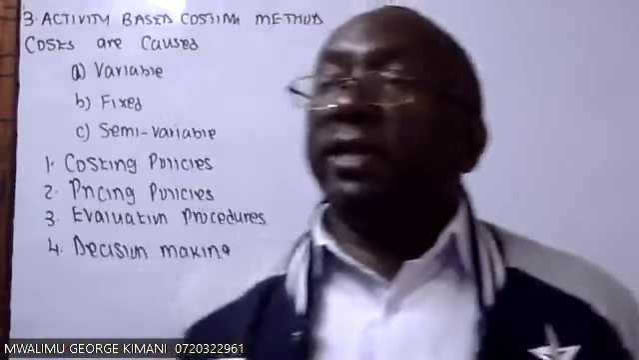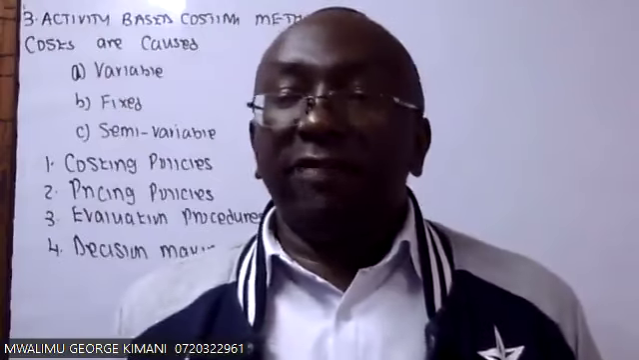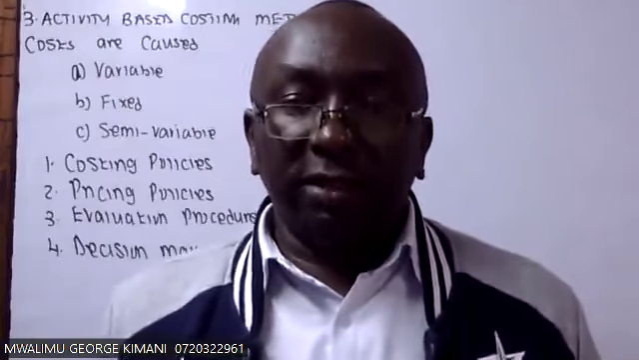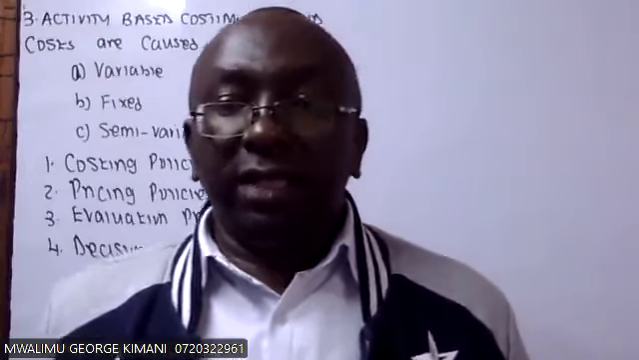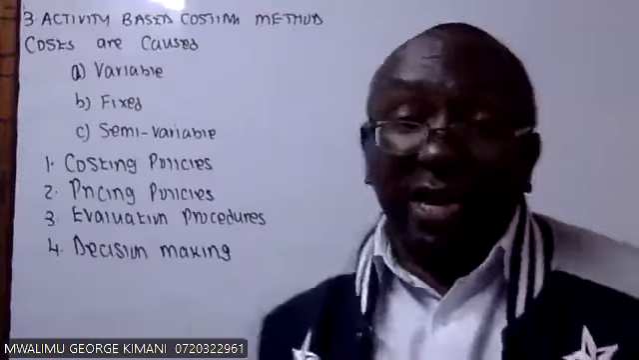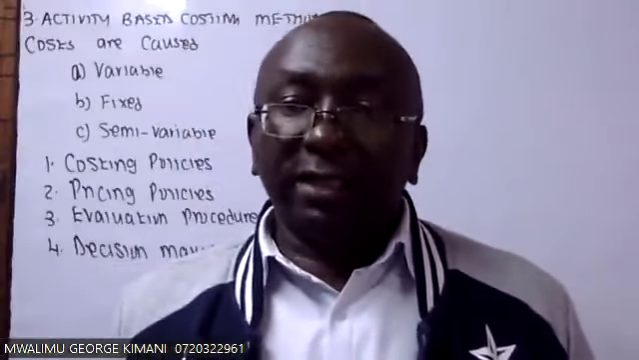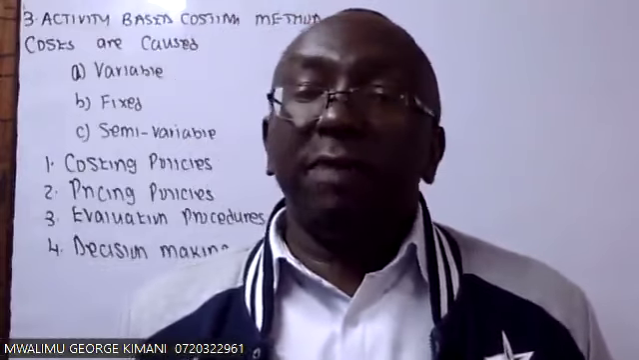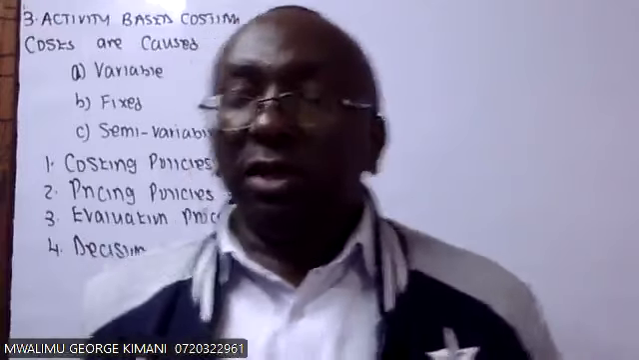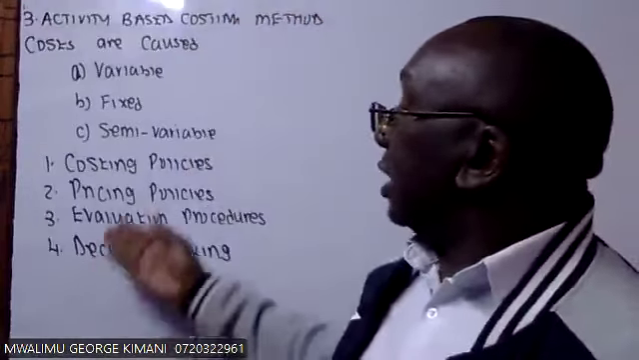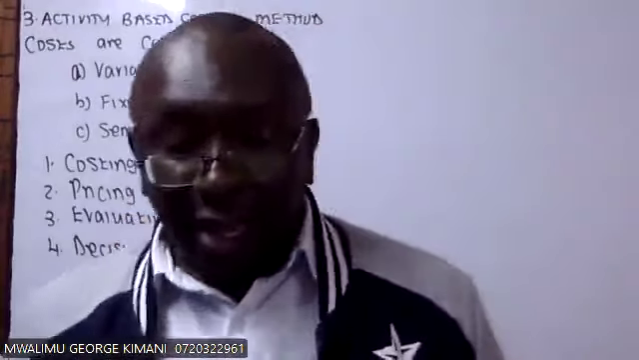Now, the other thing is that the conventional methods of marginal and absorption were dividing costs into two categories, the fixed and the variable. But ABC says there are some costs that you cannot tell for sure whether they are fixed or variable. So such costs we take to be semi-variable or mixed. Now that improves the accuracy, and as a result, our costing, pricing, evaluation and decision-making processes are accurate.